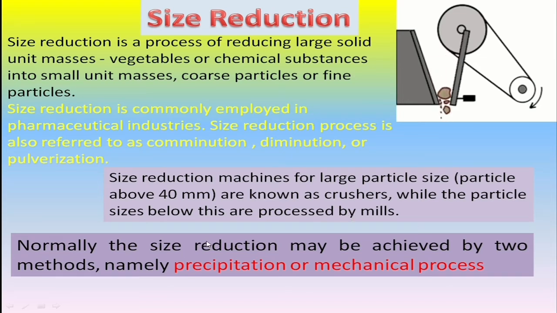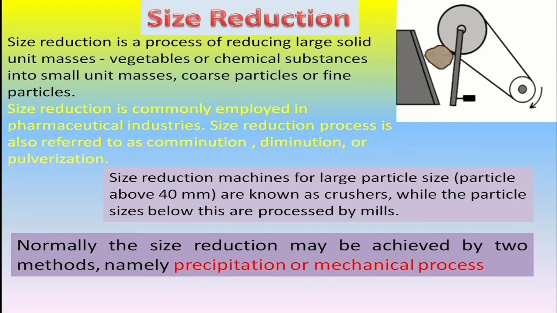Normally size reduction may be achieved by two methods, namely the precipitation method or the mechanical process. In the precipitation method, the substance is dissolved in an appropriate solvent. Subsequently, it is precipitated by the addition of another solvent which is miscible with the first, but in which the substance is insoluble. This method is suitable for the production of raw materials and bulk drugs.